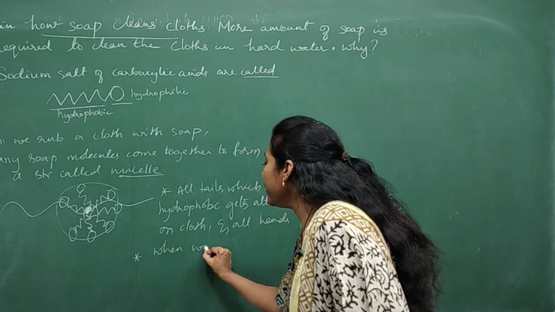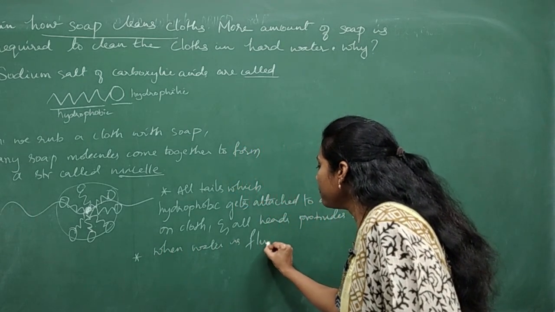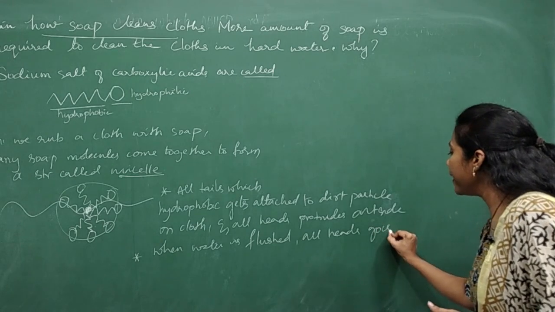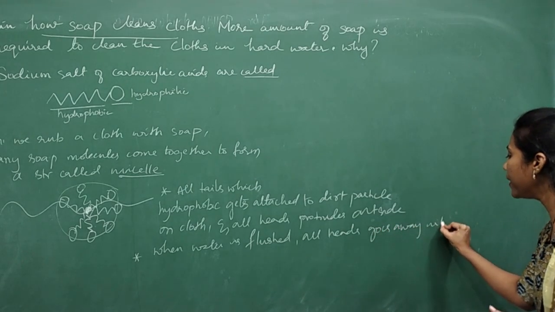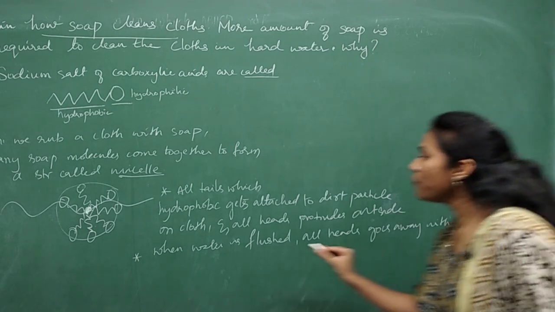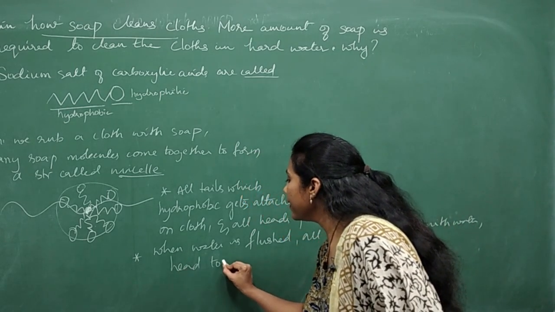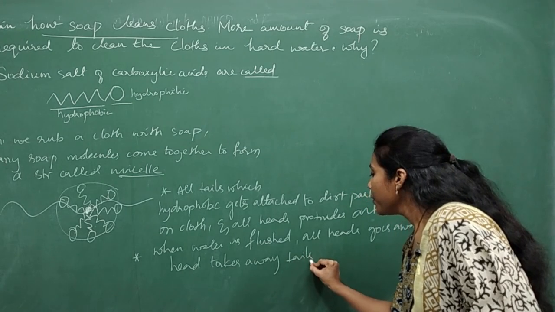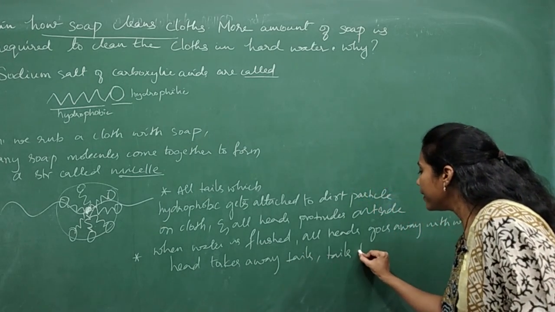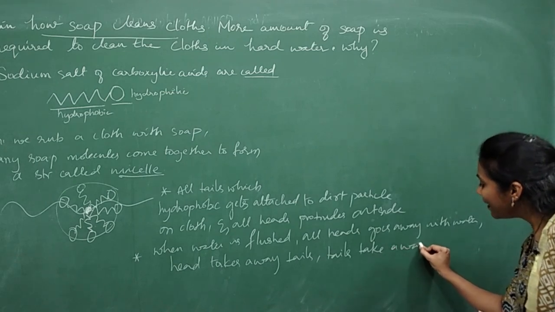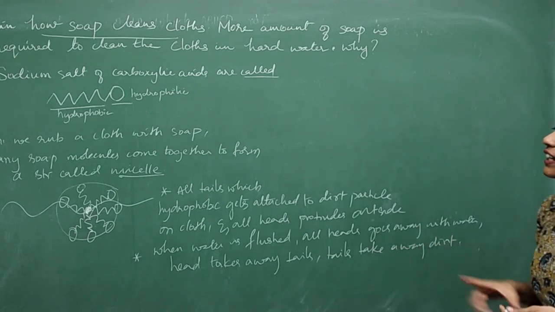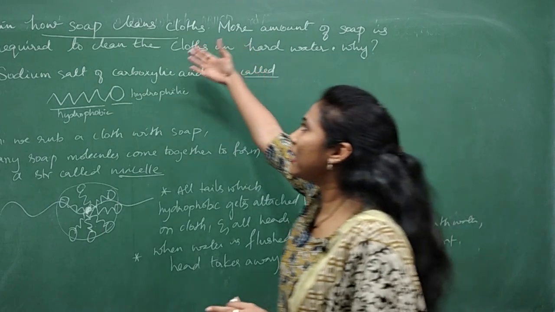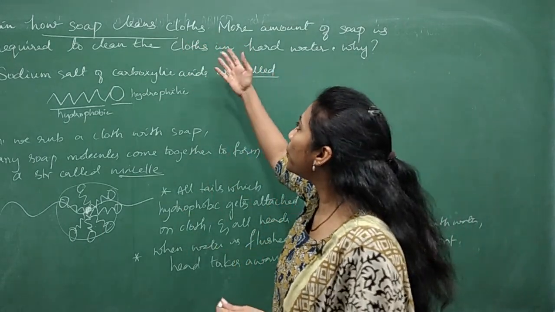When water is flushed, all heads go away with water. So what happens here? Head takes away tails. So ultimately what is happening? Tails take away dirt, right? So that way cloth will get cleaned. Got it? So this is the answer for the cleansing action of a soap, or how soap cleans a cloth.